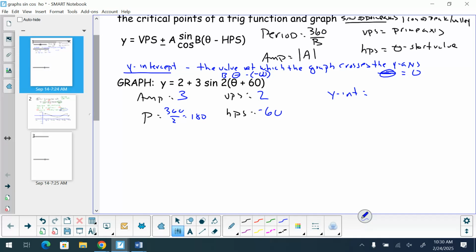Now the y-intercept, we need to substitute theta value equal to 0. So we have 0 plus 60, which I'm hoping you can say is 60. So you can clickety-clack into your calculator just as what we have here. 2 plus 3 sine, 2 times 60, close your parenthesis out and hit enter.